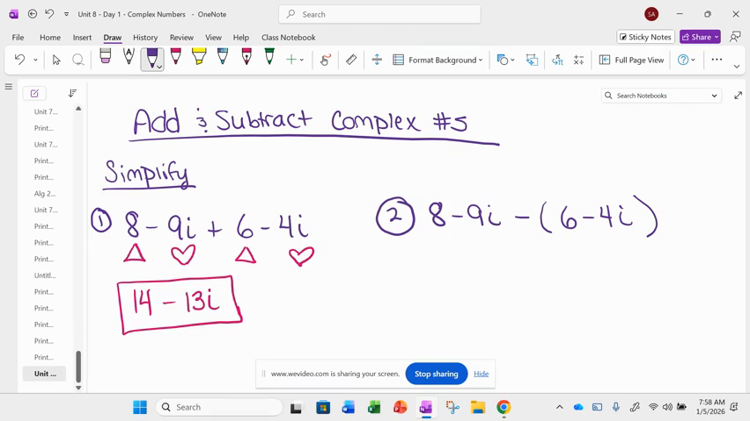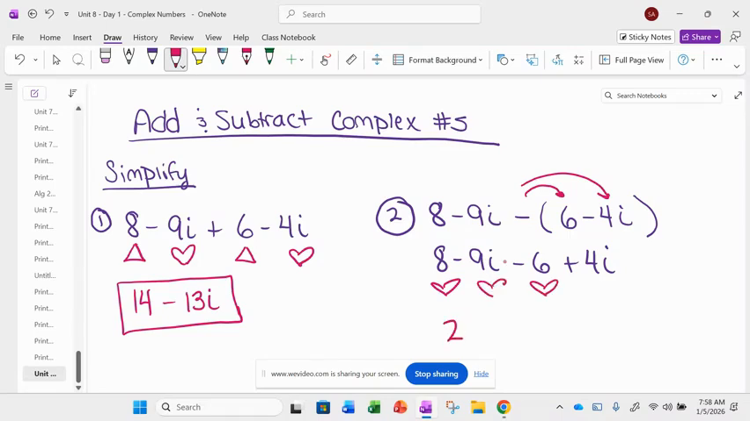So now I have 8 minus 9i minus the whole quantity of 6 minus 4i. Do you all agree we have to distribute in that negative? So when we distribute in that negative, we're going to get 8 minus 9i minus 6 plus 4i. Now, once we get rid of those parentheses, we're going to combine our like terms. We have an 8 and a negative 6, which gives us a positive 2. And then a negative 9i and a positive 4i gives us a negative 5i.